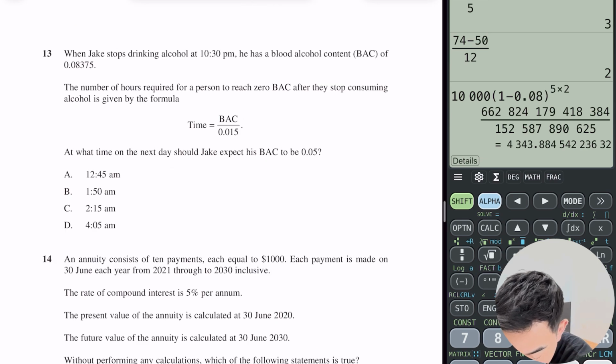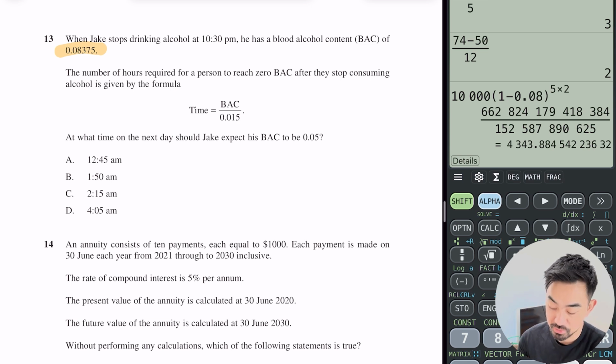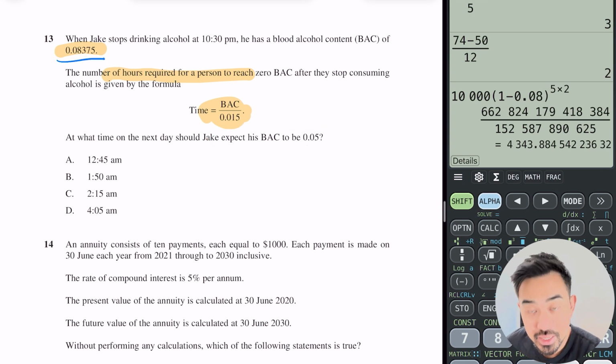All right, when Jape stops drinking alcohol at 10:30 p.m., he has a BAC of this. The number of hours required for a person to reach a BAC of 0 after they stop consuming alcohol is given by this formula. At what time on the next day should Jake expect his BAC to be 0.05? Well, this formula is to reach 0, right? So I've got to take that into account because I just want to know when his BAC will be 0.05. Okay, so his BAC right now is that.